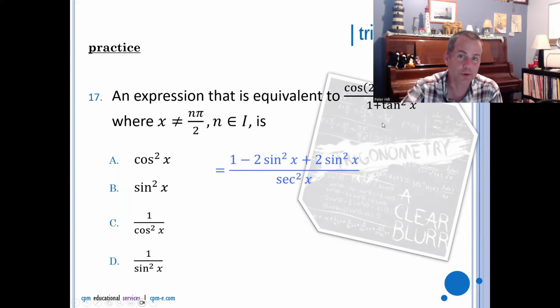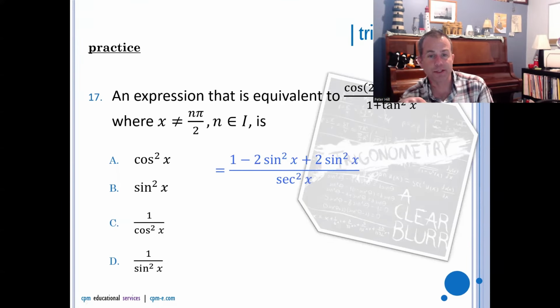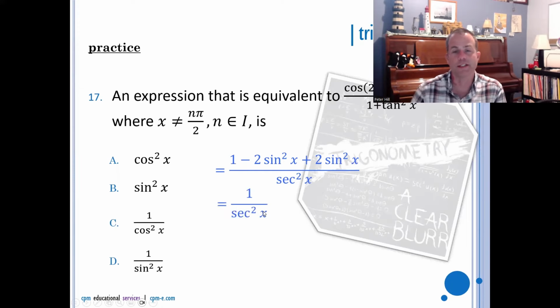Then I also on my formula sheet noticed that 1 plus tan squared x, that is a direct one on your formula sheet. It's secant squared, so I just changed that to secant squared. Now, my minus 2 sine squared x plus 2 sine squared x is going to be nothing. So I'm left with 1 over secant squared. Well, if secant squared is the flipped version of cosine squared, then the flipped version of secant squared would be cosine squared. So that'll be A.